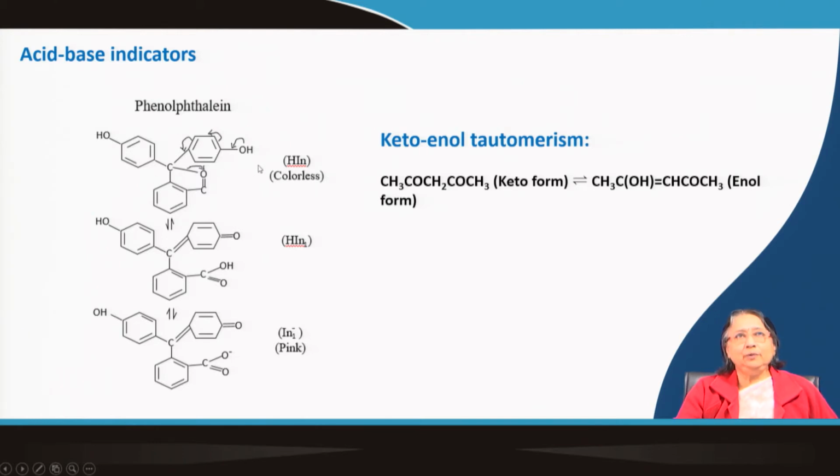Now, if you increase the pH, that means under alkaline condition, you know that this form is generated, first this form and then it comes here, because hydrogen is taken away by the alkali. So, this form is generated and this has pink color. So, we have used phenolphthalein.